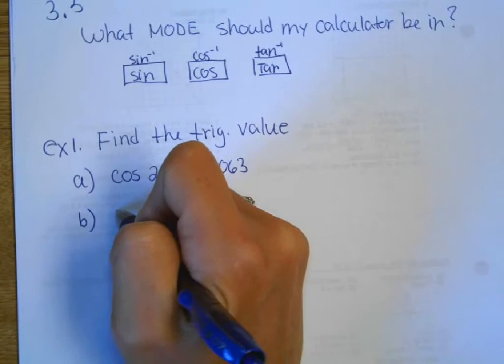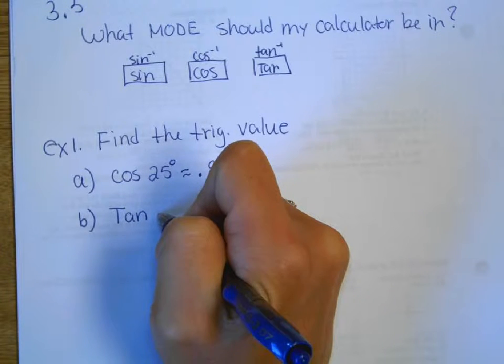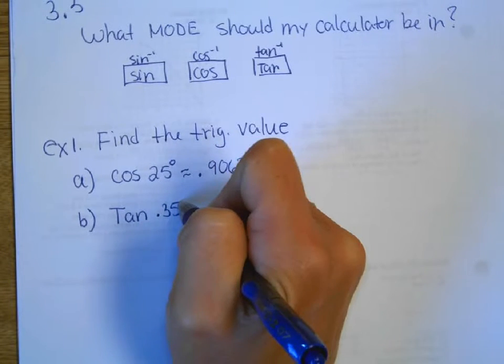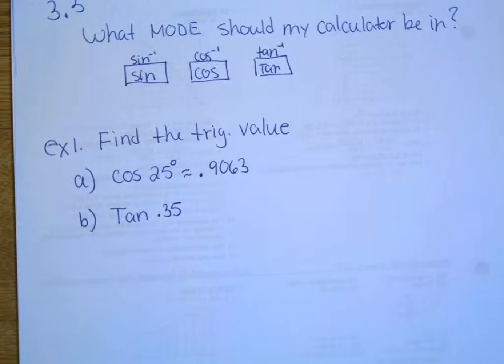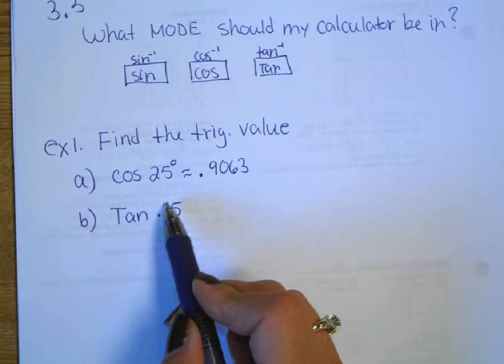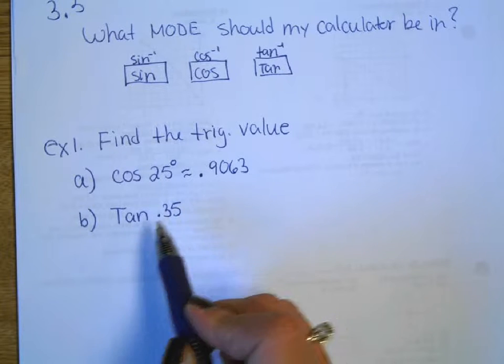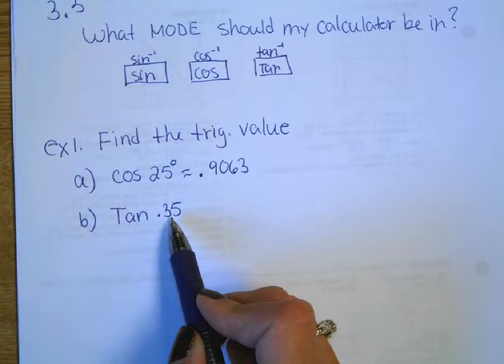Keep it simple still. What about the tangent of 0.35? Needs to be in radian. How do you know we're going to be in radians? Because it ain't got no degree on it. There is no degree mark here. That means this is a radian angle measure. So if I want the tangent of 0.35 radians, I better be in radian mode.